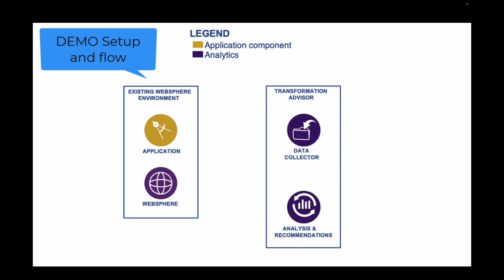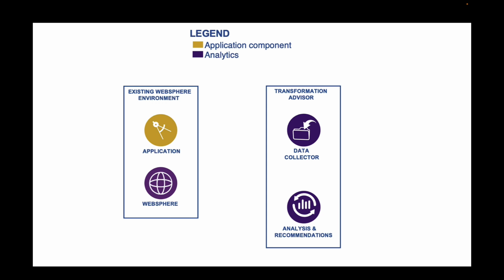And then of course we're going to use Transformation Advisor, which is installed on OpenShift. And we will see and download a so-called data collector. And then we're going to use this zip file, which contains all the applications from WebSphere Java application server. And then we're going to run it through Transformation Advisor to do analysis and get recommendations, etc.